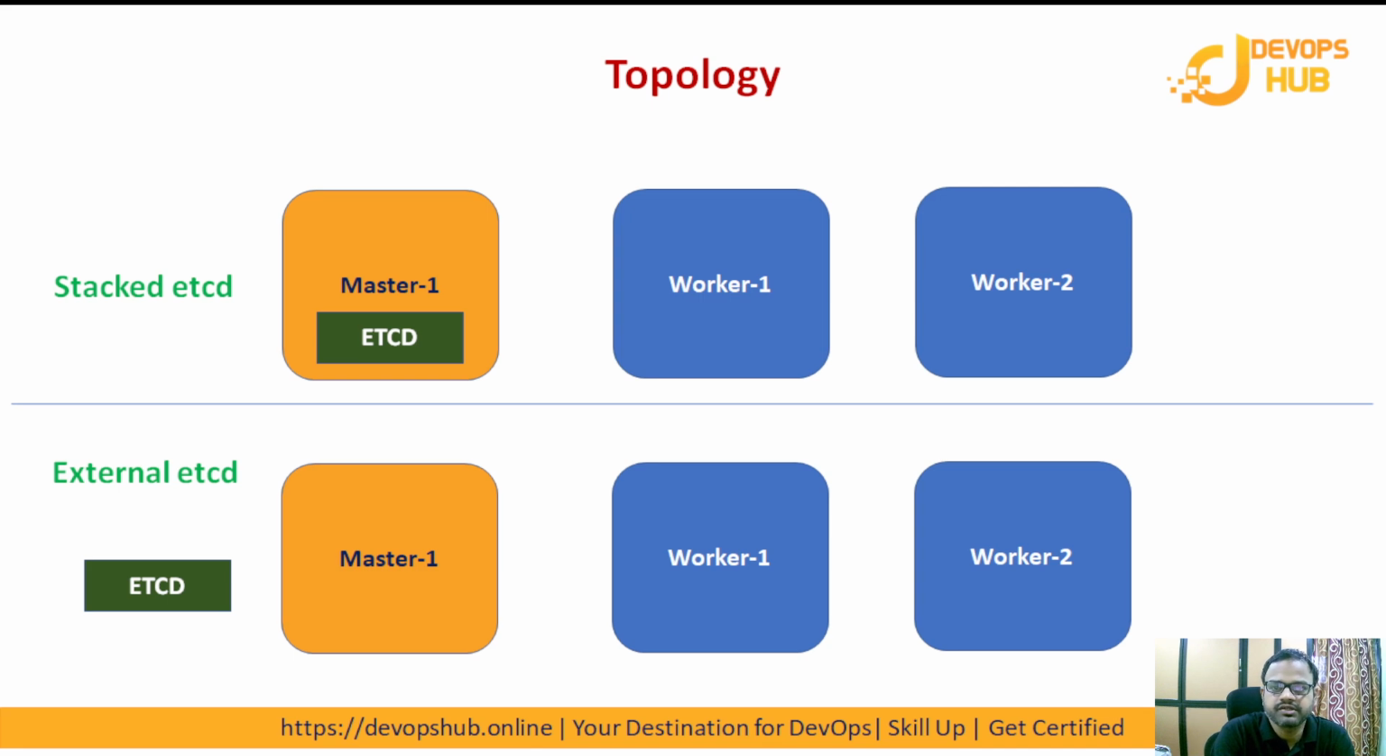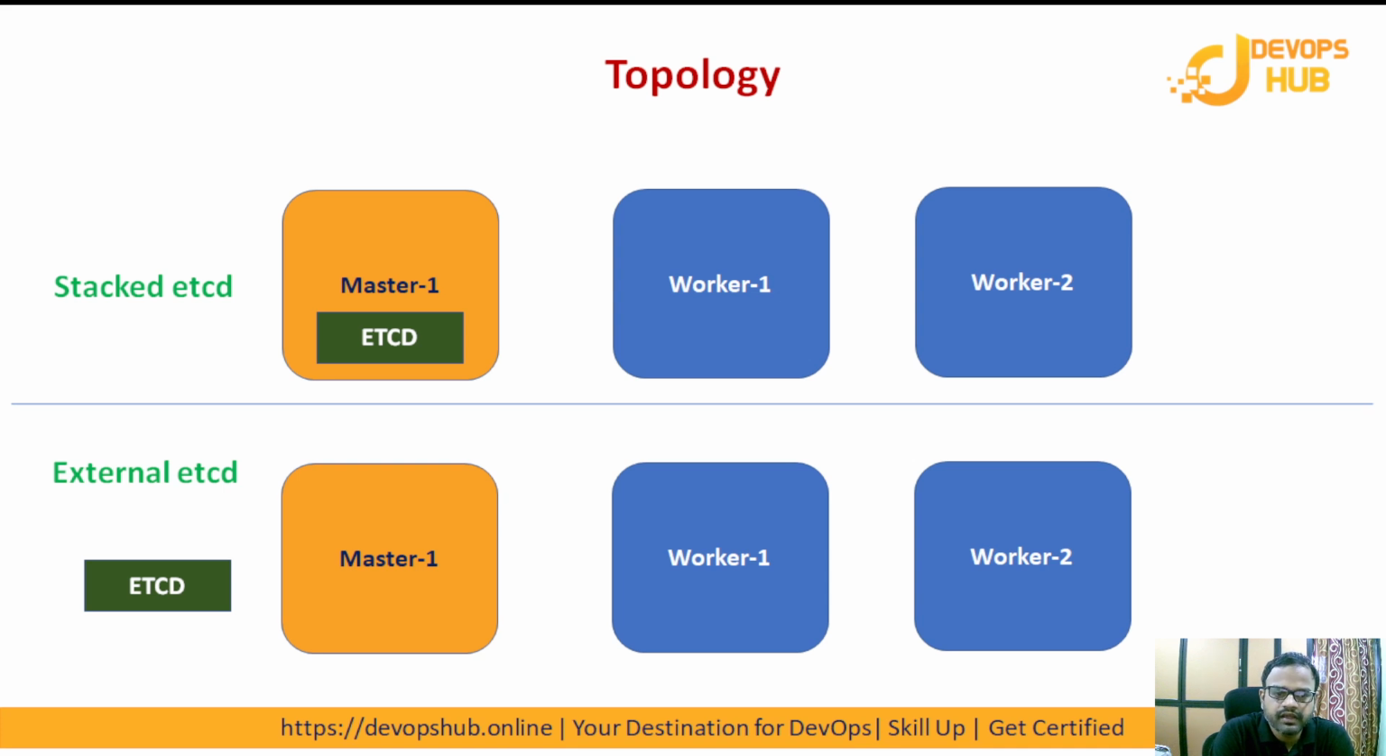Before going to the next slide, why would we need to go with external etcd? What is the advantage compared to stacked etcd? Just imagine if your master node goes down, ultimately the etcd server placed inside it will also go down. This is not something desirable. So in order to make etcd highly available and independent of the availability of the master node, the external etcd topology came into the picture.